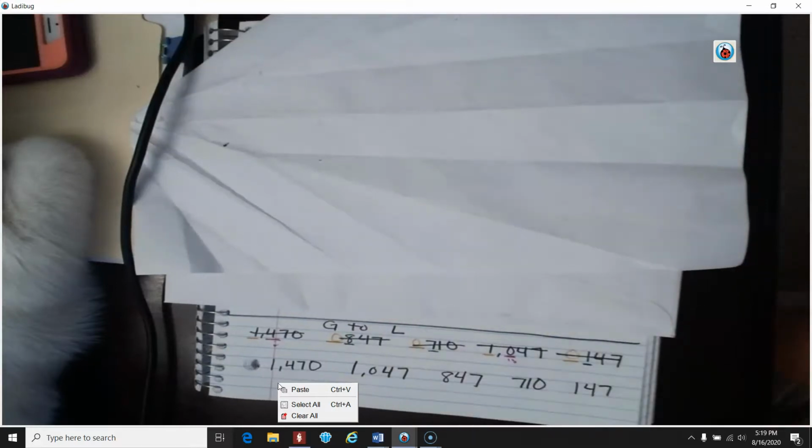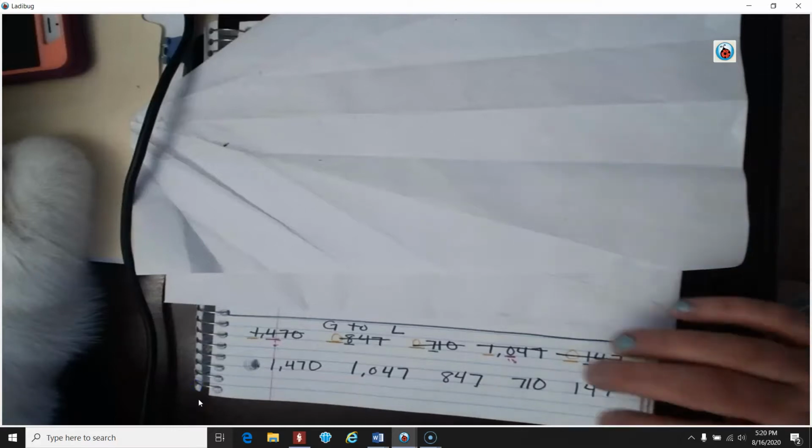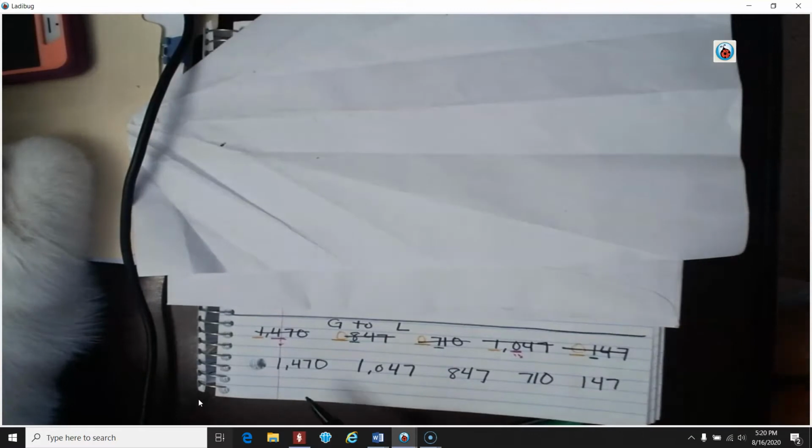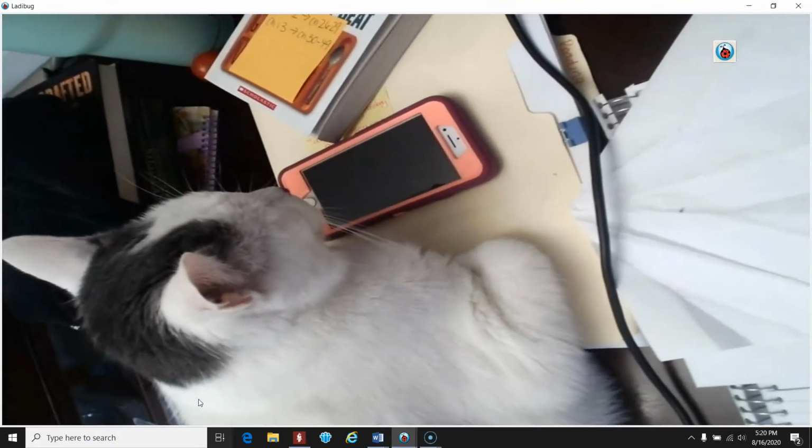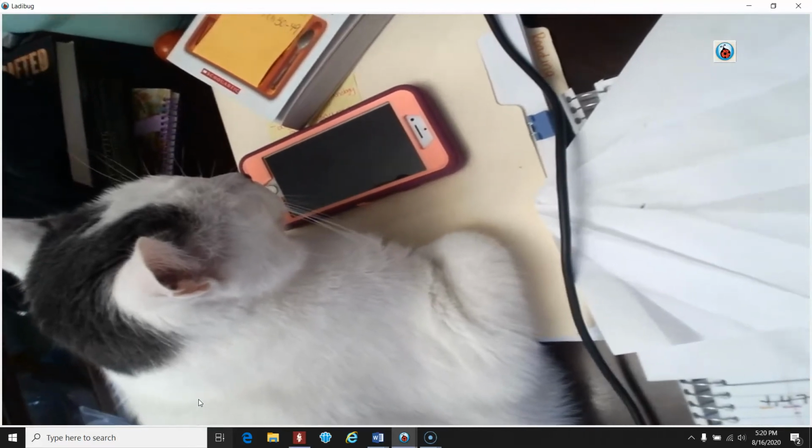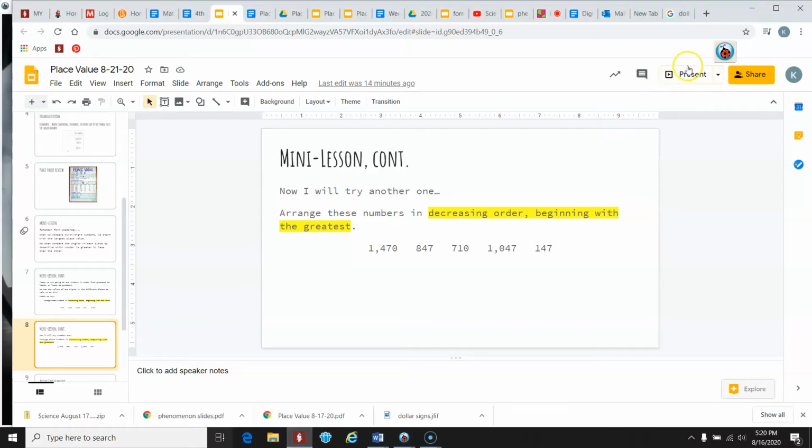And again, I want to check them over to be sure that I have them in the correct order. So 1,470 is bigger than 1,047, which is bigger than 847, which is bigger than 710, which is bigger than 147. Okay, so let's see. Jack, do you approve? Did we do a good job? Yes, he thinks we have done great. Okay, so let's come back over here.